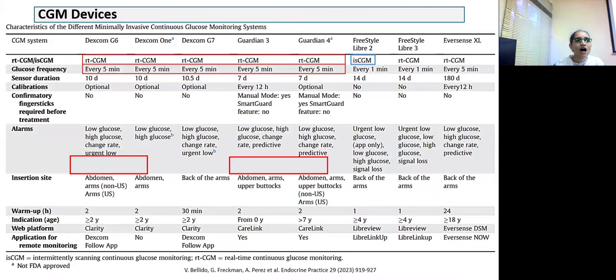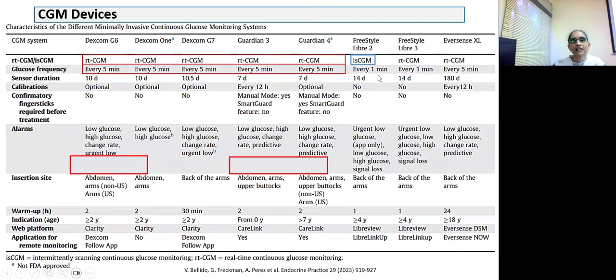So looking at how these different devices work, Dexcom devices are available in the US. We have Guardian 3 and Guardian 4 sensors that are available in India, and we also have Freestyle Libre 2. These three are available in India. The others are not yet available in India. So these devices, the Dexcom devices and the Guardian devices, measure the glucose levels every 5 minutes. And these readings are stored in the sensor, and when you read them, you will get it as a graph as well as the actual glucose values.